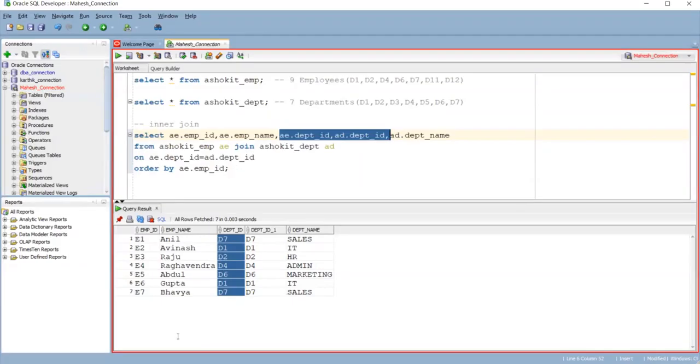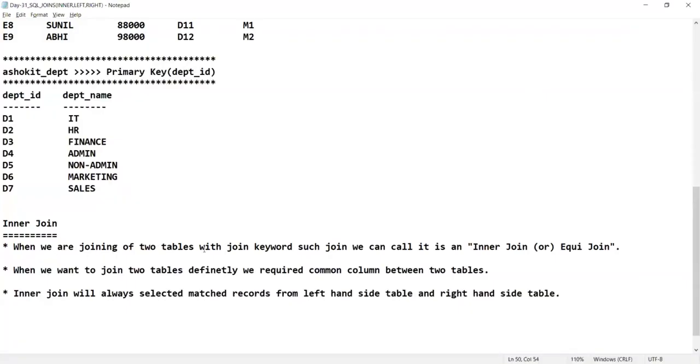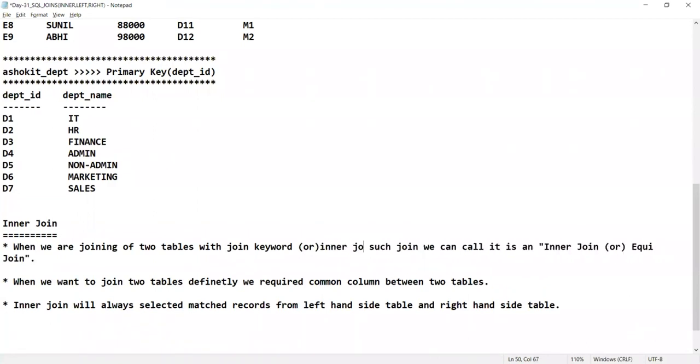Yeah. So see, sir, as I told you, whenever we are joining the 2 tables with the join keyword or inner join keyword, sir, such a join we can call an inner join, or we can say an equi-join.